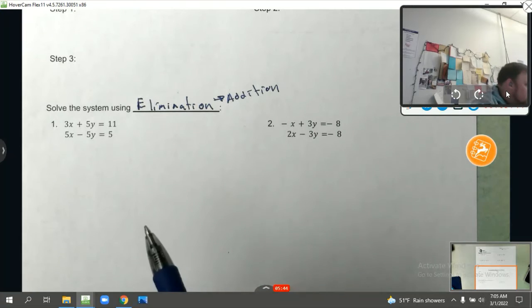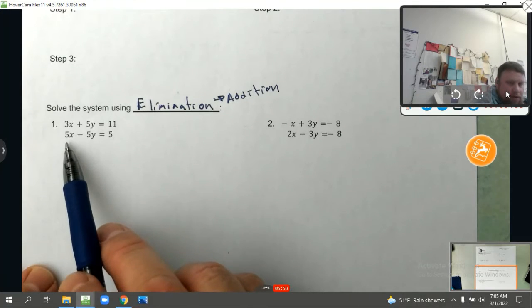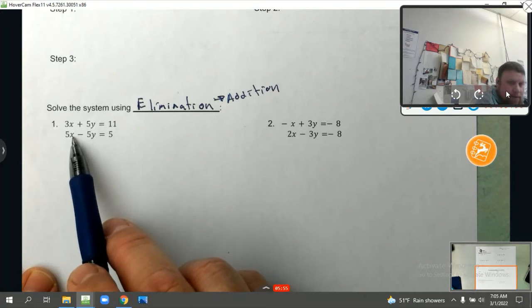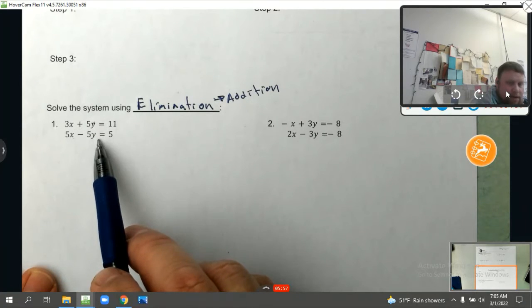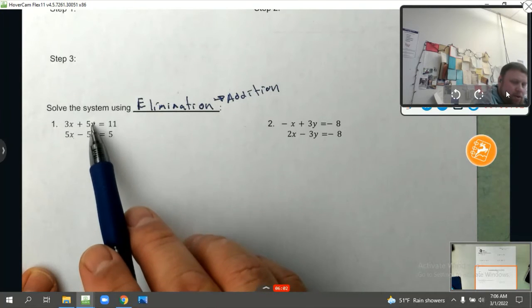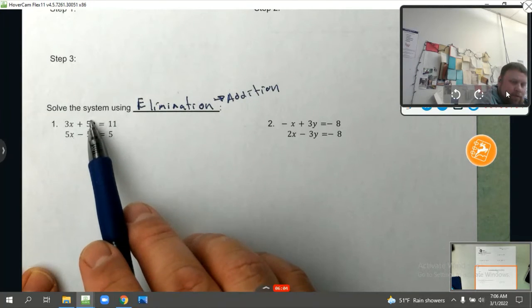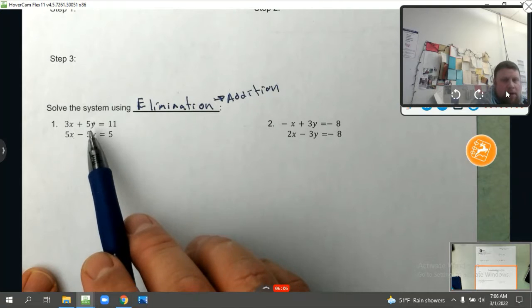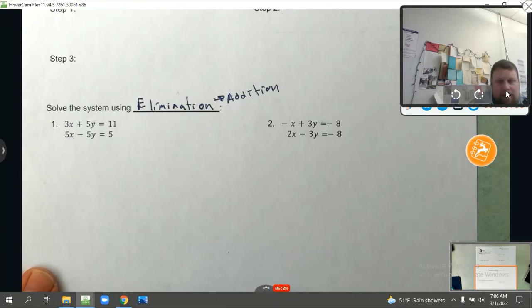So the first thing we want to do, step one says, write the system so like terms with opposite coefficients are aligned. So in other words, this is already done for us. You'll notice we've got the x's on top of x's and the y's on top of y's. And both are written in standard form, but look at this. Notice that the y's, we have a plus 5y up top and a minus 5y up bottom. Those are equal and opposite, okay?